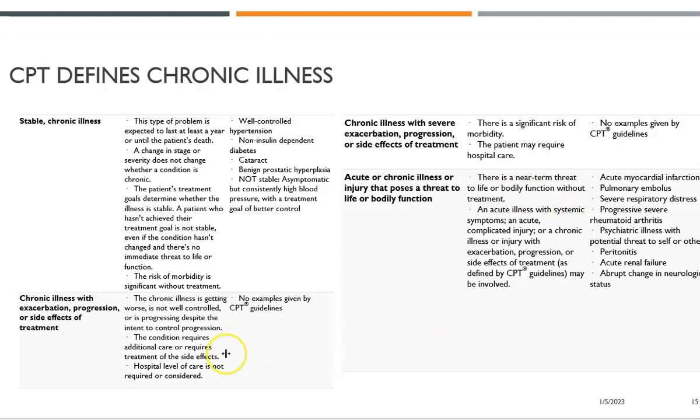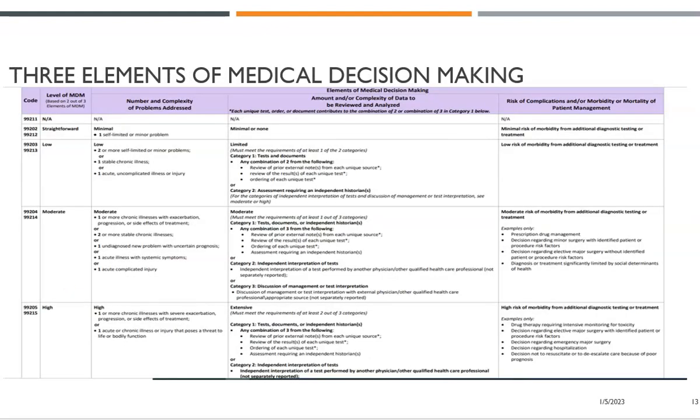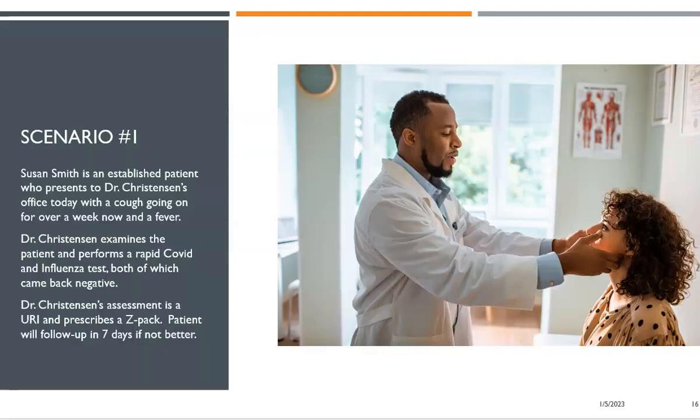This was just a great chart that I thought might give you some nice visuals when you're looking at the three elements of the medical decision making. And again, this table is in your CBT manual in those guidelines. So you can always look to those guidelines for more information. Okay, now let's do some practice.